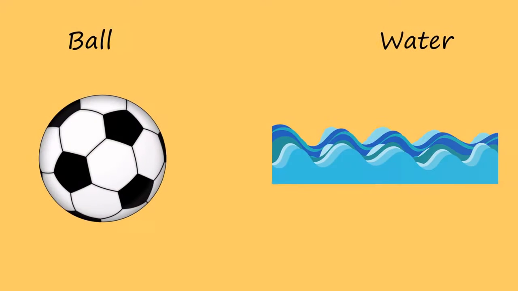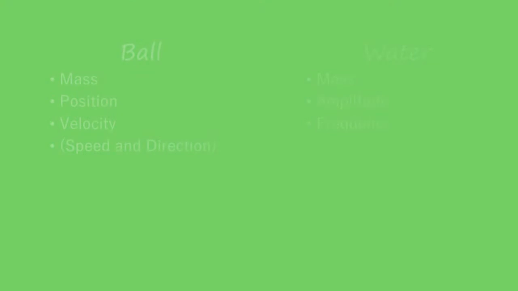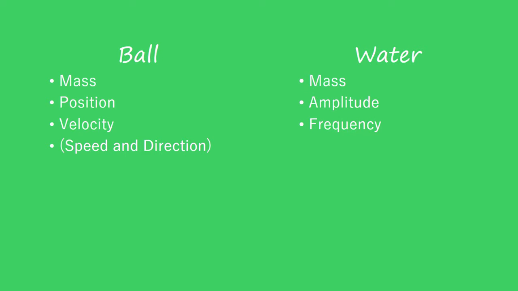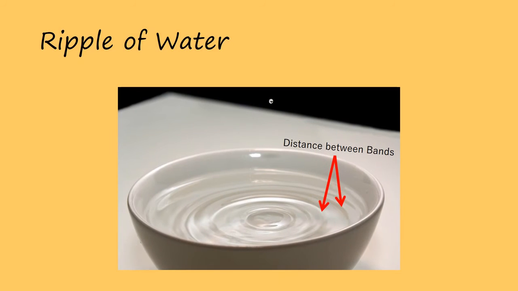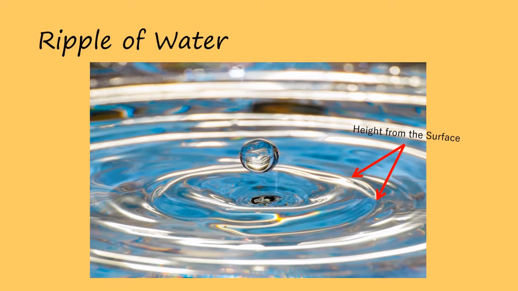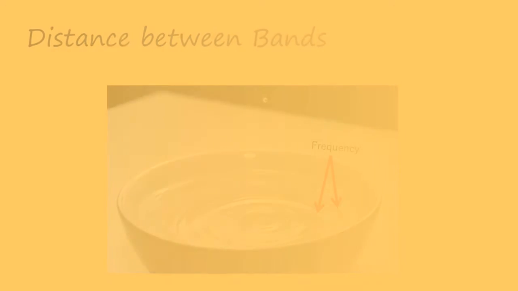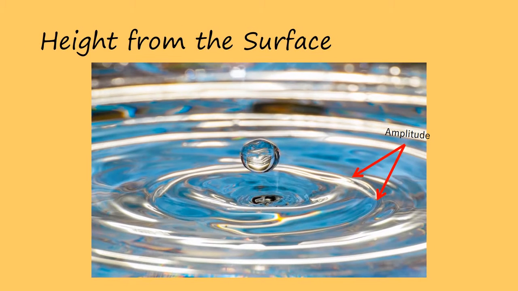Now let's think about the water. The water has a mass like the ball, but it's different. When moving, water becomes a wave. It flows in all directions. Let's look at this ripple. We can see how far the bands of water are from each other, and we can also observe how high they are from the surface. The frequency is how close the bands are to each other, and the amplitude is how high they are from the surface. All waves have frequencies and amplitudes.